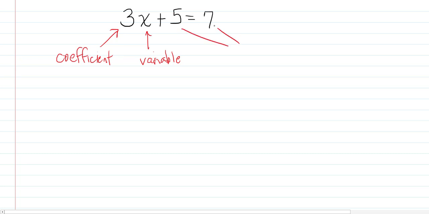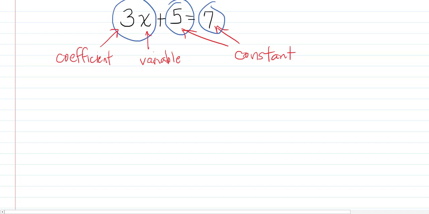And then these numbers alone are called constants. And each one of these values are called terms. Okay, so those are terms.